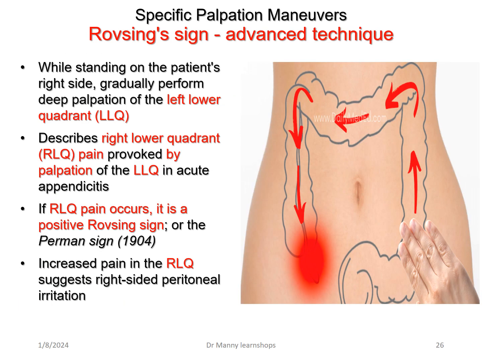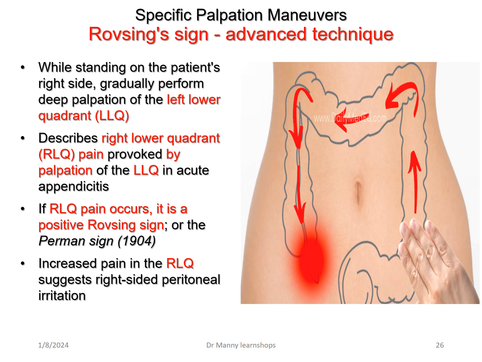This is Rovsing's sign. Rovsing's sign is an advanced technique where, while standing on the patient's right side, you gradually perform deep palpation on the left lower quadrant of the abdomen. And what will happen is this will describe right lower quadrant pain provoked by pressure, palpation in the left lower quadrant, which could indicate acute appendicitis.